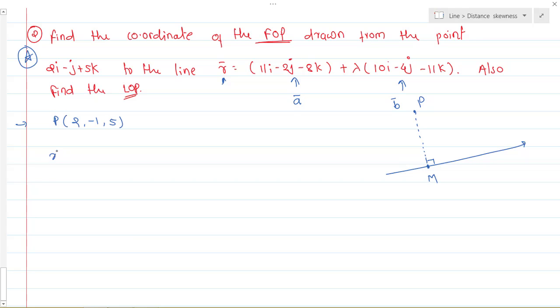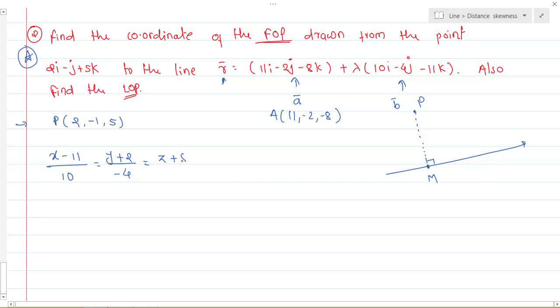It is x minus a bar k coefficients. So this is the point A, which is nothing but (11, -2, -8). So x minus 11 by the direction ratio of this point B, which is 10, is equal to (y plus 2) divided by minus 4, and (z plus 8) divided by minus 11.